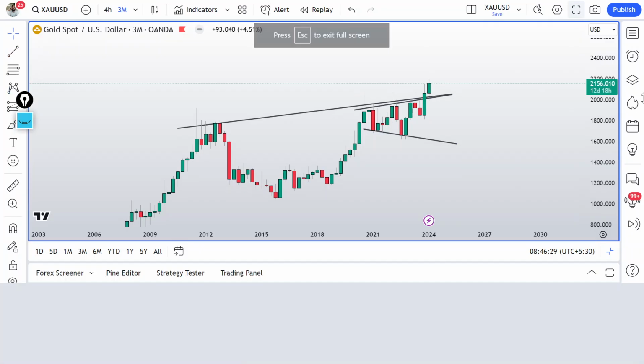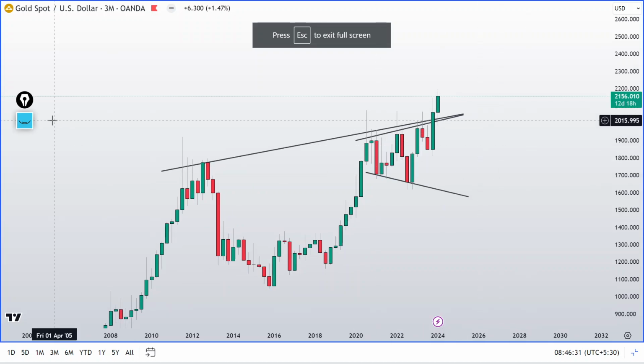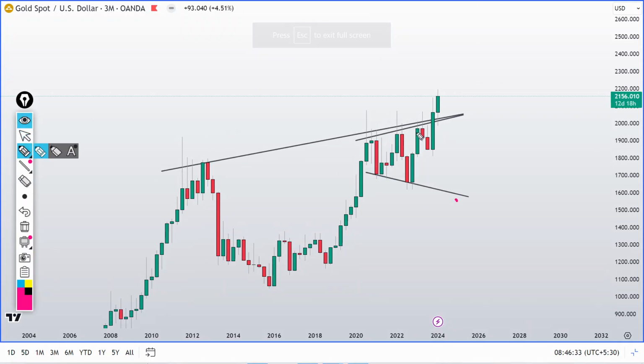So we check the chart on the 3-month period. You can see this structure right over here. This is currently a support, and this was the resistance, and also if we draw the trend line like this, this was the resistance.